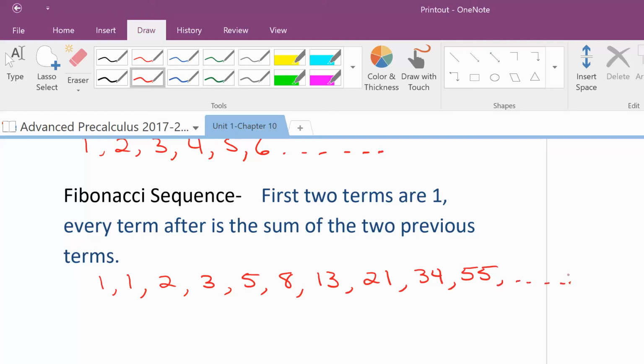It will just keep going on. The next one will be 89, and so on. It keeps going on forever and ever, but that is what's called the Fibonacci sequence. So if anybody says the number 13 is a Fibonacci number, that's what they mean. It's part of the Fibonacci sequence, where you're starting with the first two terms of 1 and then adding the previous two terms to get the next term.